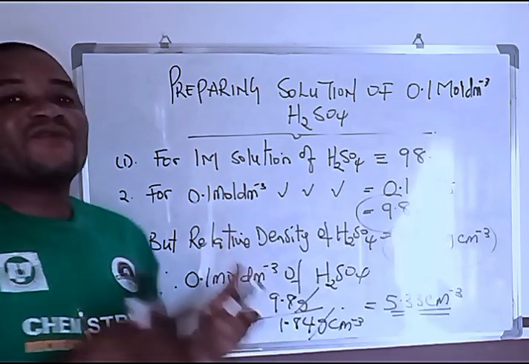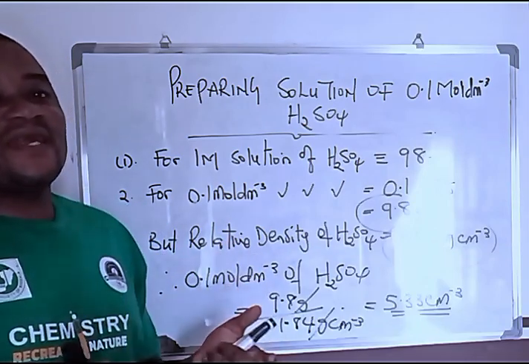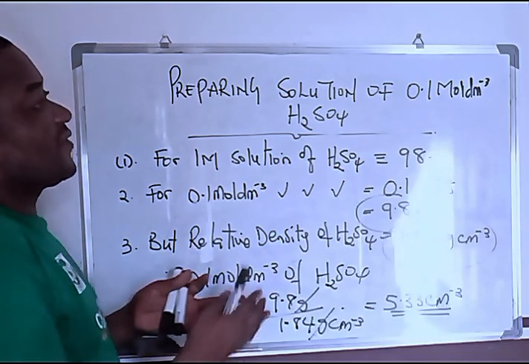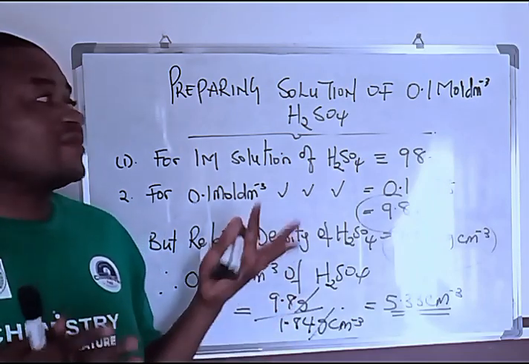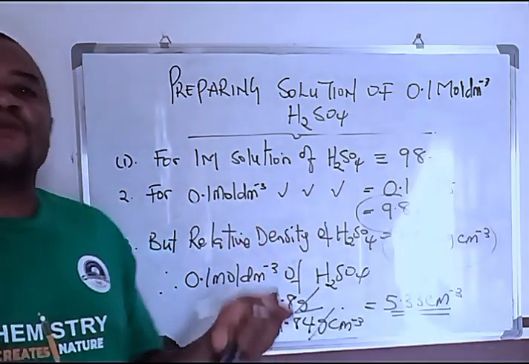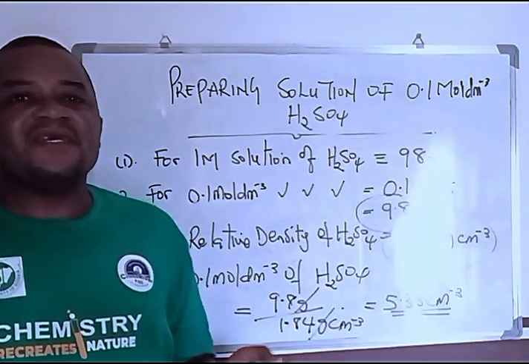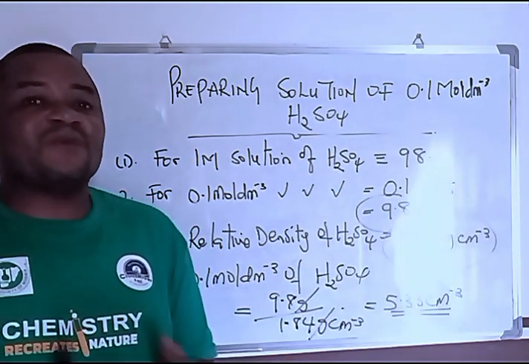So even in hydrochloric acid, you can easily calculate, you can easily determine in volume the equivalent of 0.1 mole per dm cube of hydrochloric acid and use it to prepare your standard solution in the lab. It is not a difficult thing. It's not something that you have to be scared of. It's not something that you have to be afraid of.